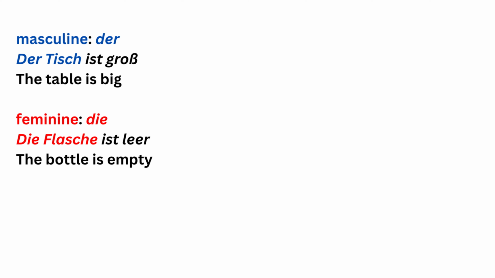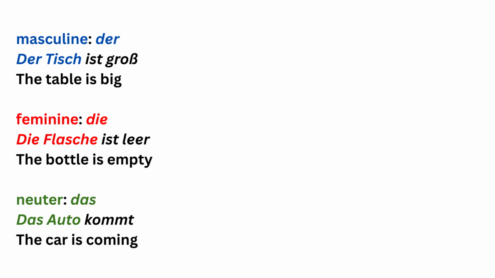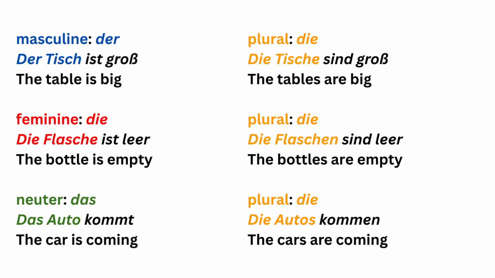Die Flasche ist leer. The bottle is empty. And finally, we have an example where the German noun is neuter. Das Auto kommt. The car is coming. Luckily, all nouns have the same article in the plural, die. So we get die Tische, die Flaschen, and die Autos.